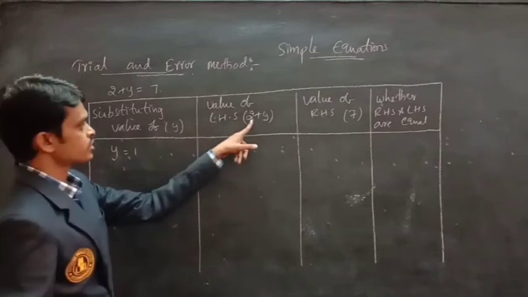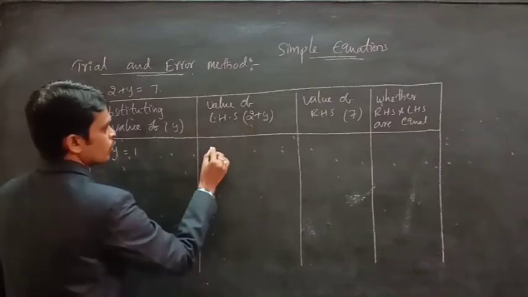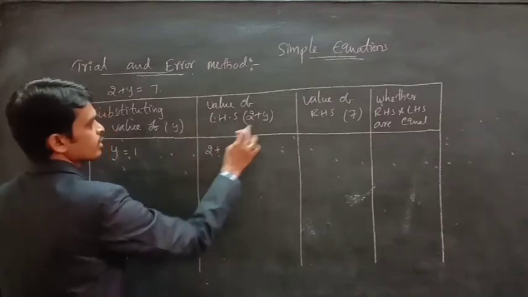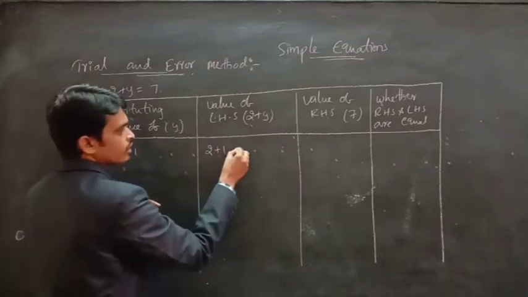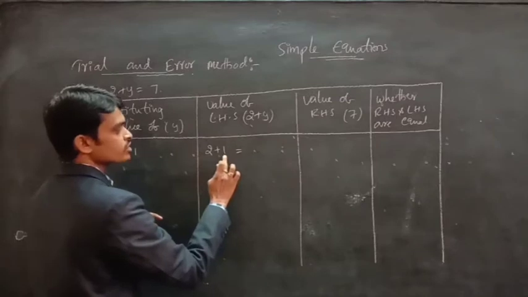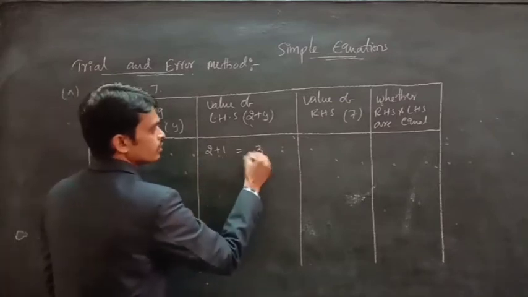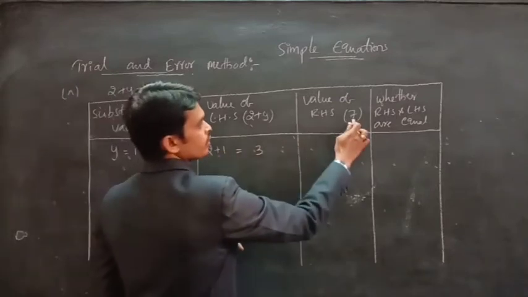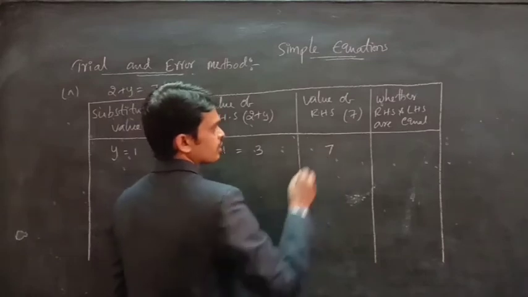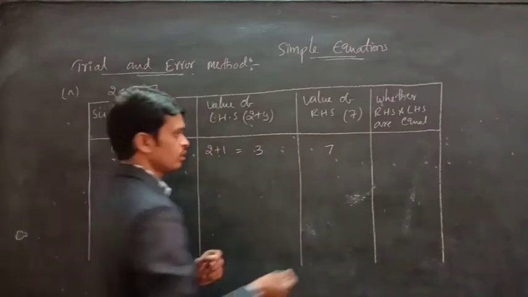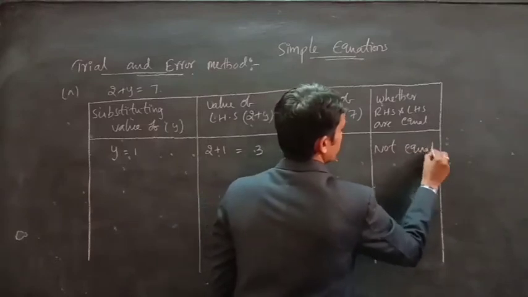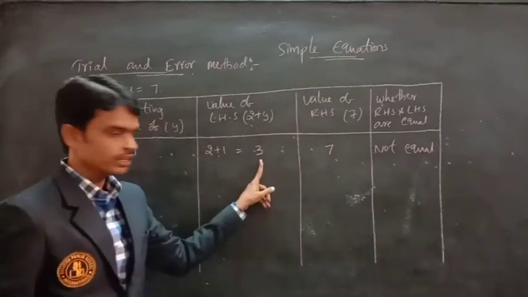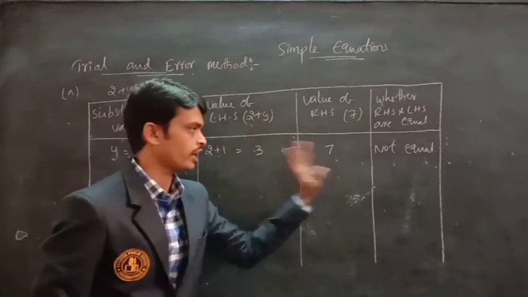So value of LHS, 2 plus y. 2 plus y, where we took y as 1, is 2 plus 1, which is how much? 3. So value of RHS is 7. Are they equal? 3 and 7, are both equal? No, they are not equal.